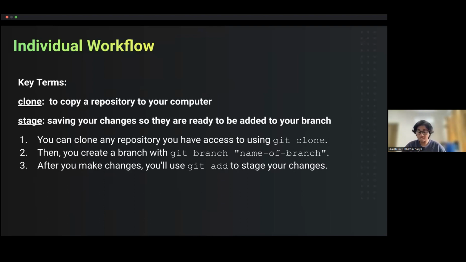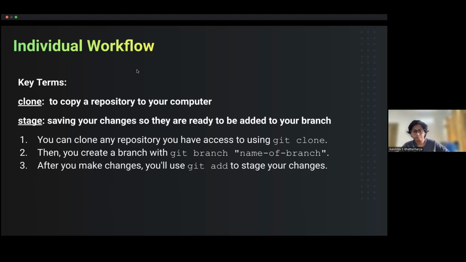And we previously talked about staging, but I'll just briefly describe it again. It's the process of saving your changes so they are ready to be added to your branch. Okay, so you can clone any repository that you have access to using git clone, and then you can create a new branch with git followed by branch followed by name of branch. Also, it's standard practice to not add any spaces in between words when you're naming a branch.